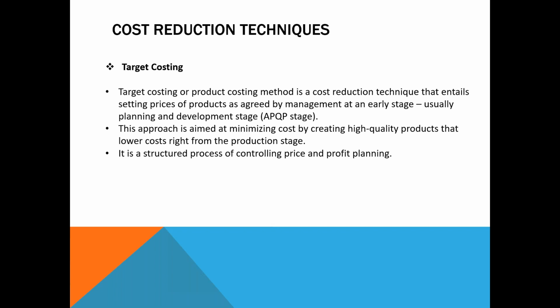What is target costing? Target costing, or product cost method, is a cost reduction technique that enables setting the price of a product as agreed by the management at an early stage of planning or development. This is target costing. This is mainly done at the APQP stage, and I have already taken many lectures on APQP. This is the base where you can fix the target and arrive at a cost, which is a detailed way of doing costing.